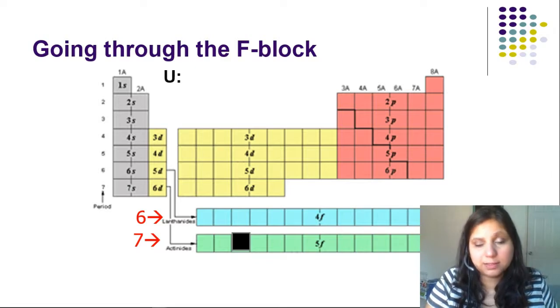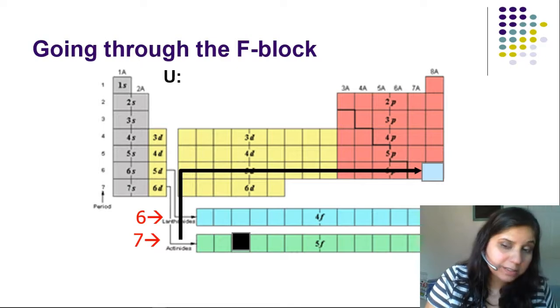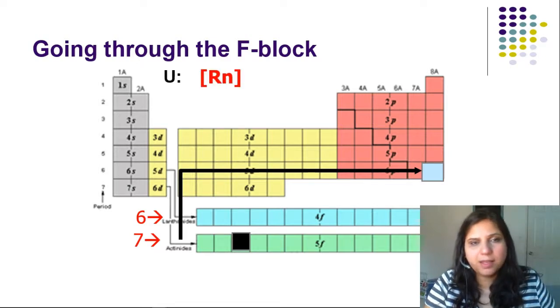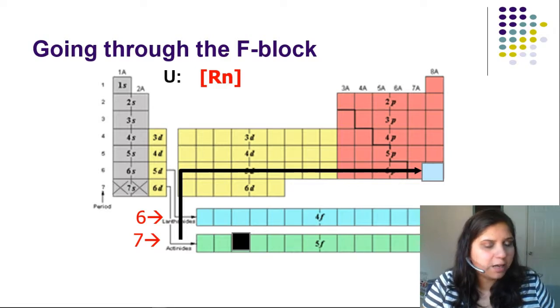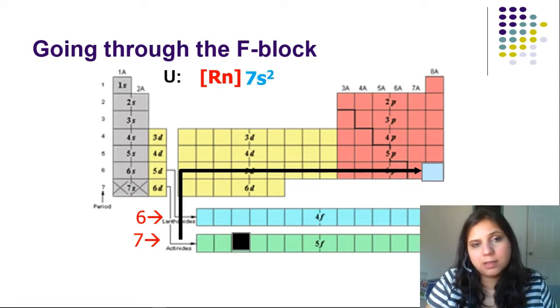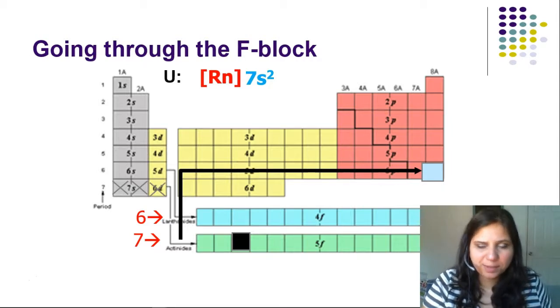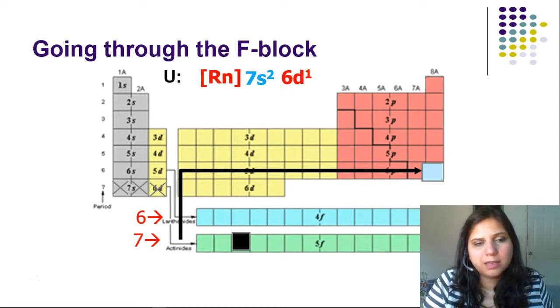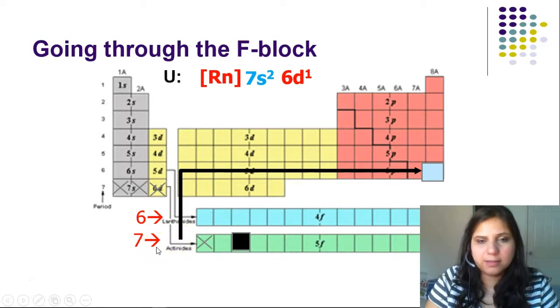That's right here. This is in the 7th row, so we're going to go from the 7th row to the 6th row to find the noble gas, and that is radon. Then we're going to step off of radon onto the 7th row, S block, 7s2. Then we're going to step onto 7th row, D block, so it's behind by 1, 6d1. And then now we're going through here onto the F block. It's behind by 2, so that's 5F. So it's 5F3.